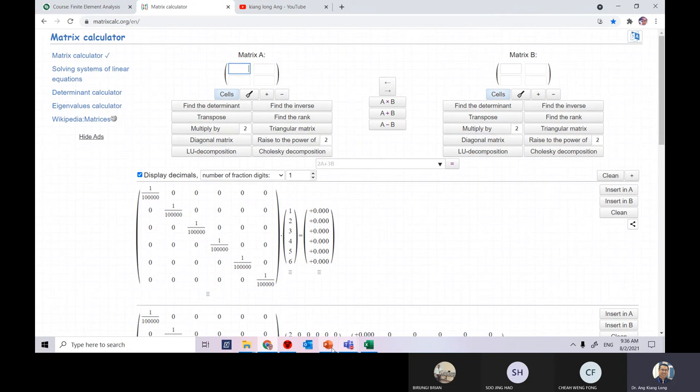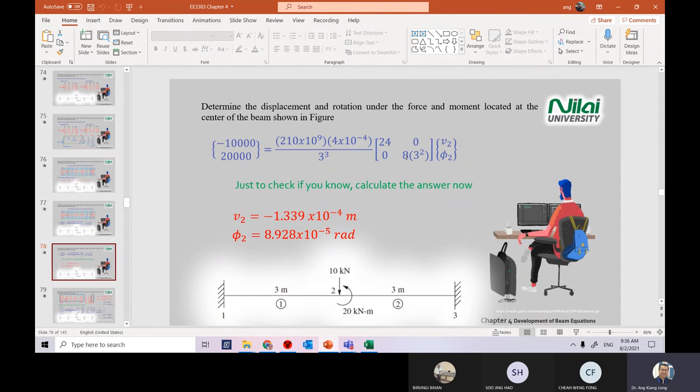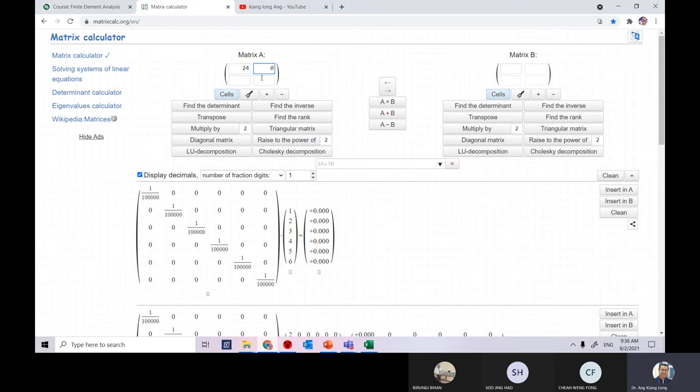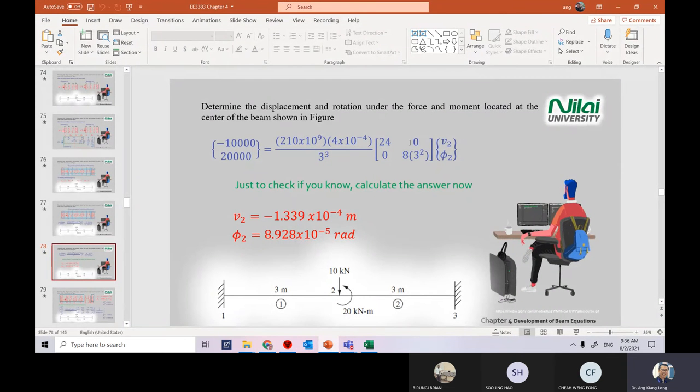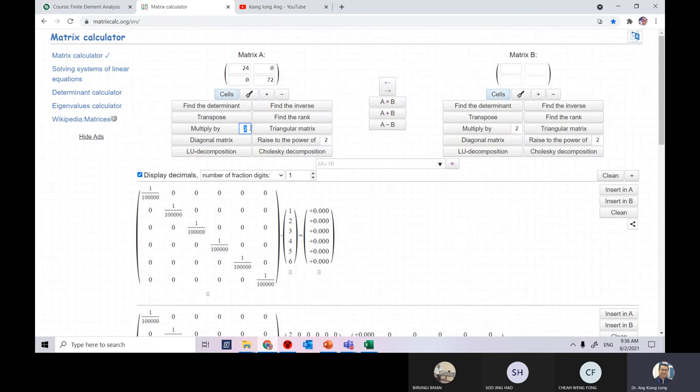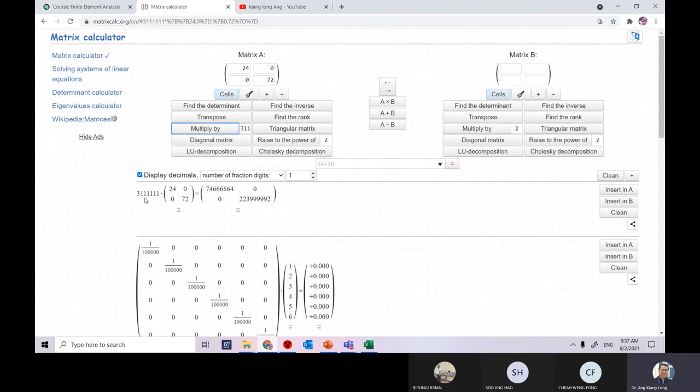So we just need to key in the matrix first. The matrix here is 24, 0, 0, and this one is 72 just now. So we key in 24, 0, 0, 72, and then after you key in this one, because we want to find the inverse of this one, remember to times the constant value here that we calculate just now, about 3 million. So we multiply by 3.111111. Okay, although this one very small, but you key in correctly. Then you press the multiply by. You will see that you're actually multiplying 3111.111 times the matrix. You get this one.